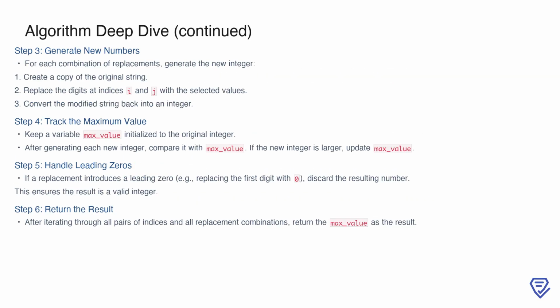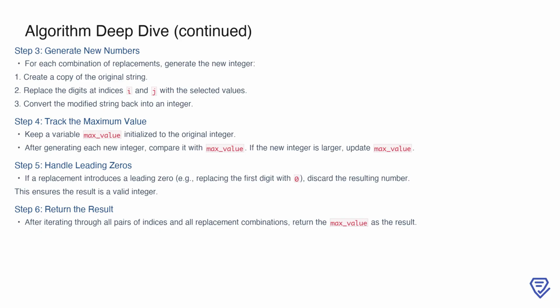Once we have identified a pair of indices and selected replacement values, the next step is to generate the new integer. We start by making a copy of the original string representation of the number. Then, we replace the digits at the chosen indices with the selected values. After modifying the string, we convert it back into an integer to evaluate its value. To keep track of the highest number we encounter, we maintain a variable called max_value, which is initially set to the value of the original integer. Each time a new number is generated, we compare it with the current max_value. If the new number is larger, we update max_value.